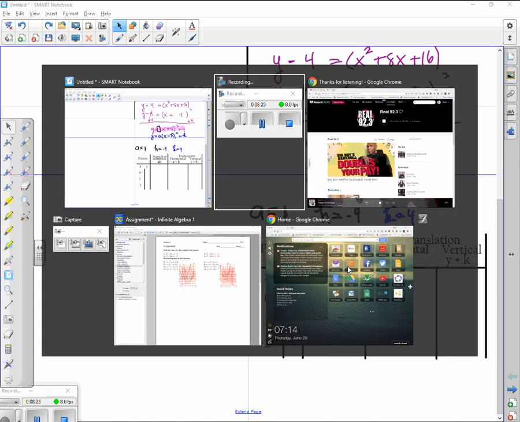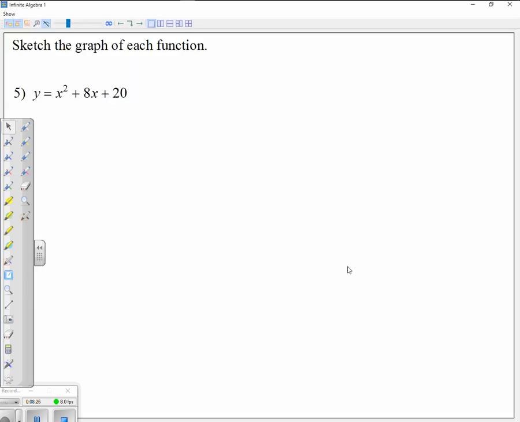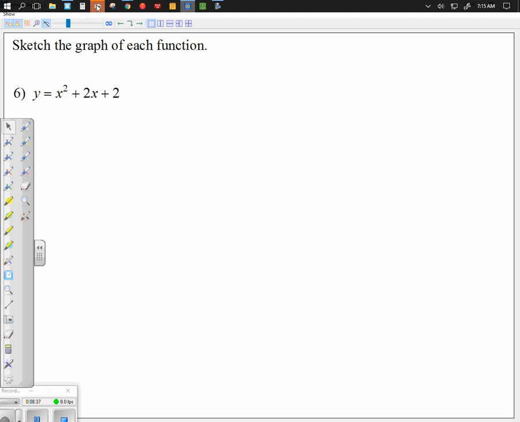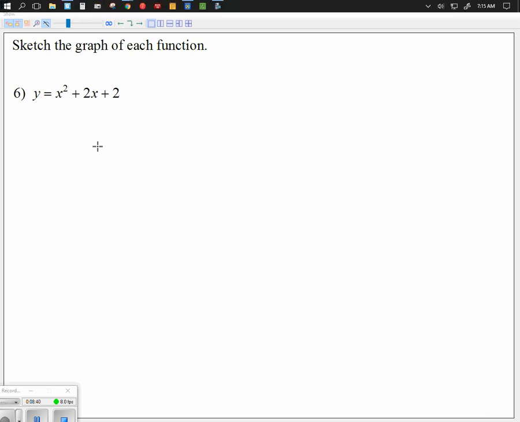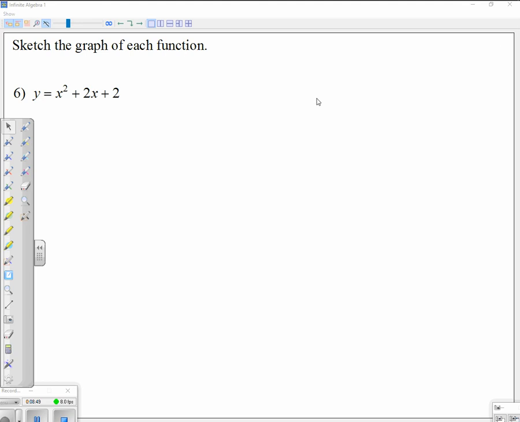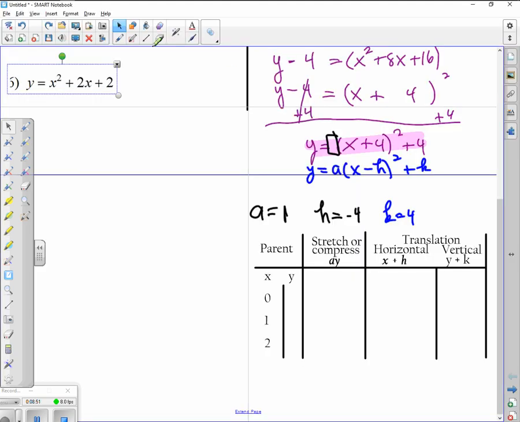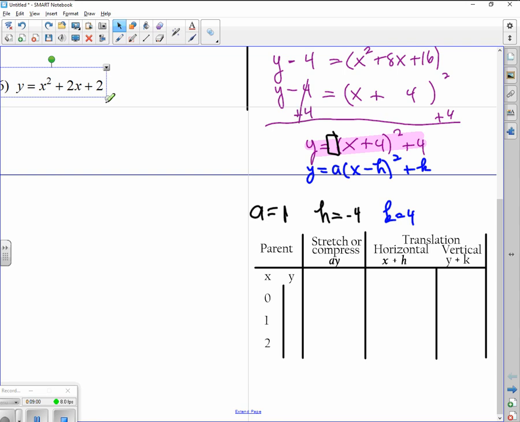Okay, let me do number, well, I did 5 already, so let me do number 6. Okay, so problem number 6 will be the following, and same instructions, they want us to graph them. So what you're going to do is the following. The first thing I'm going to do is make this equation look like that equation.